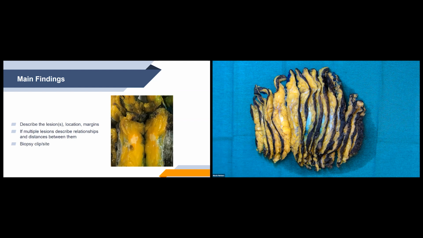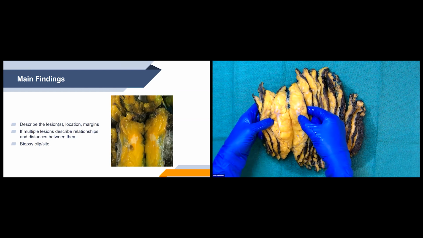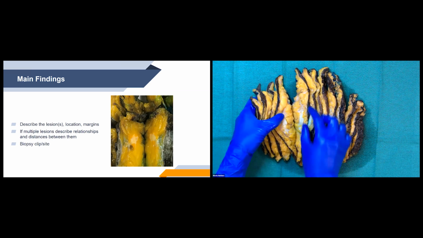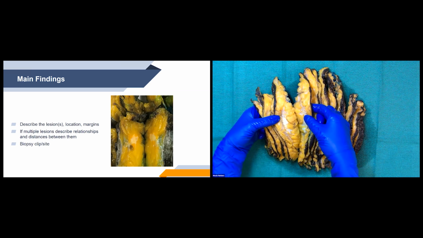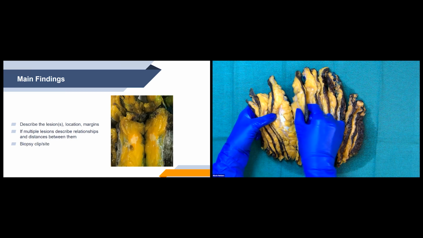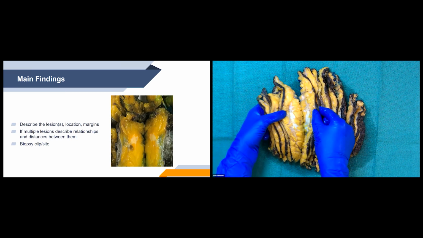Another thing to mention in our main findings would be if we identify any biopsy clips or biopsy sites. So you can see in the PowerPoint image there that adjacent to the mass is kind of this little gelatinous area. So that's actually a biopsy cavity, and it's filled with gelatinous material. And most likely I would find also a biopsy clip within that area. Our specimen here, I'm not really seeing any biopsy site or biopsy clip right off the bat, but I might find it when I do my sectioning.